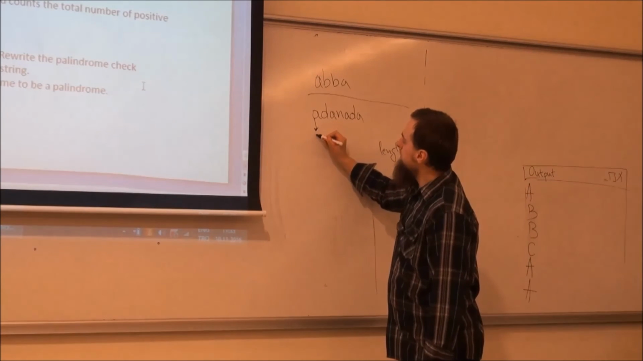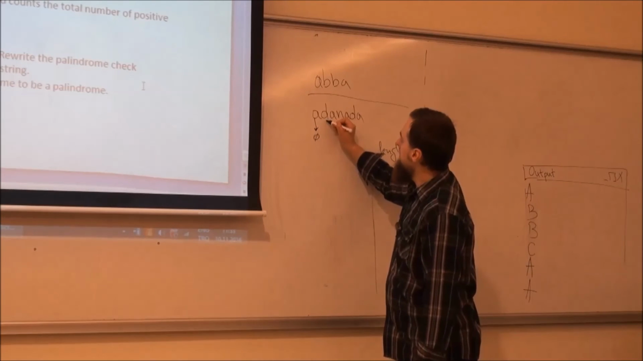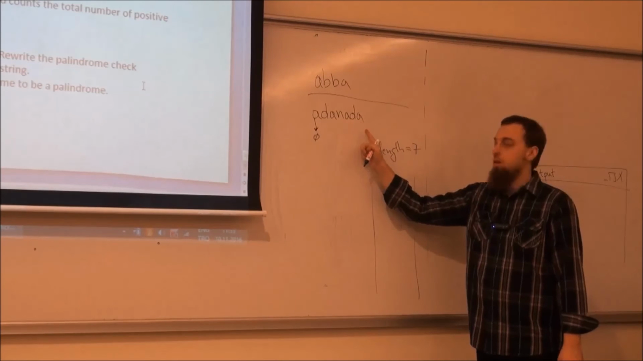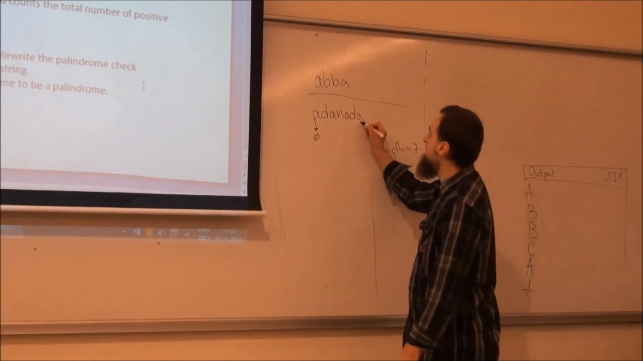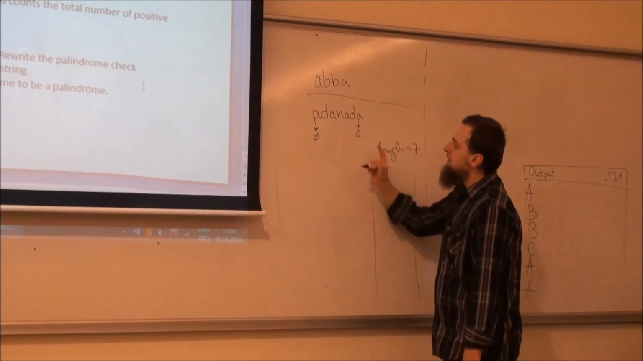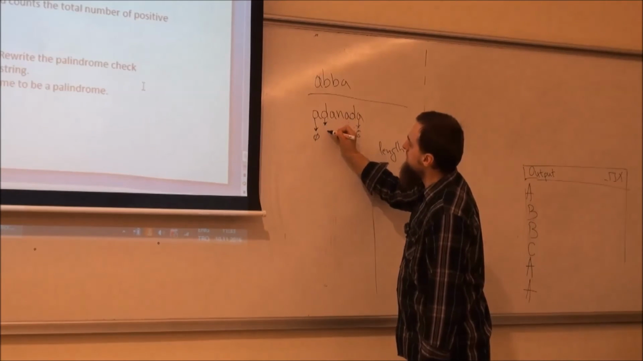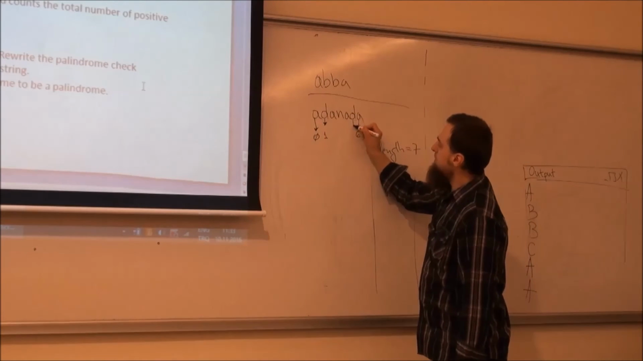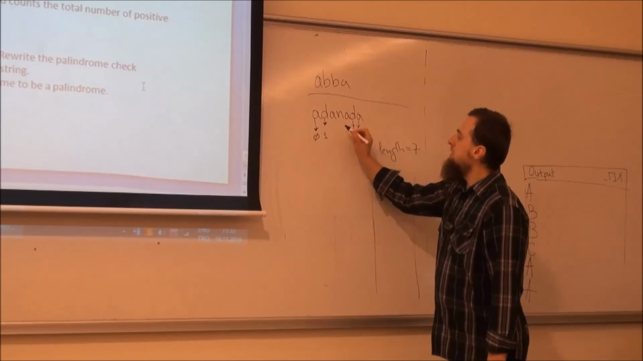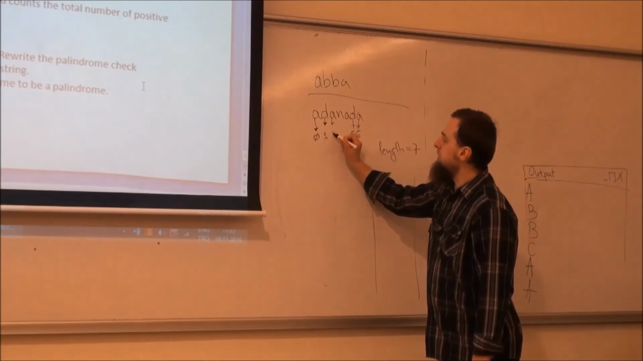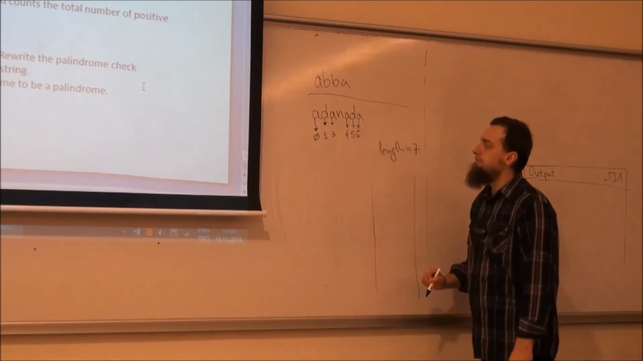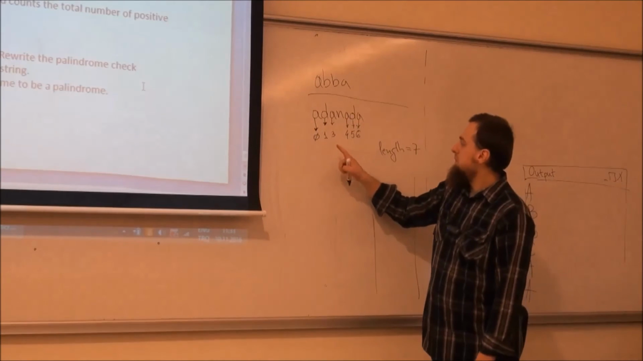Now, the index of this character is 0. And what's the index of the last character? The length is 7, so the index is 6. The index of this letter here is 1, and of this letter here is 5. Now let's check this letter here. This is 3, and this letter here is 4. And this one is 2.